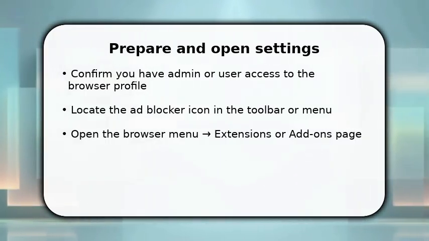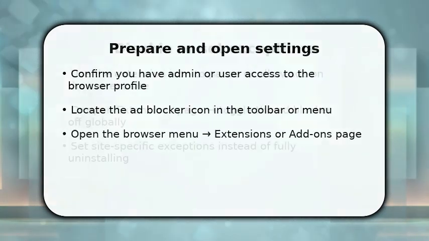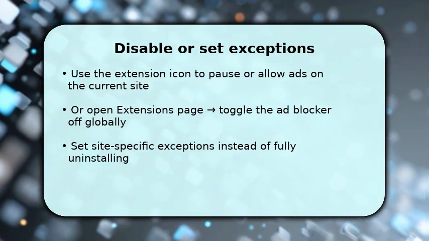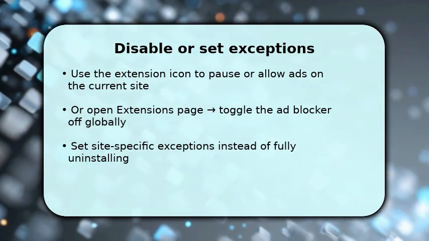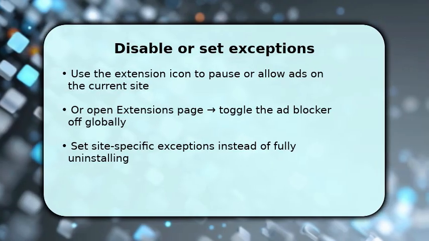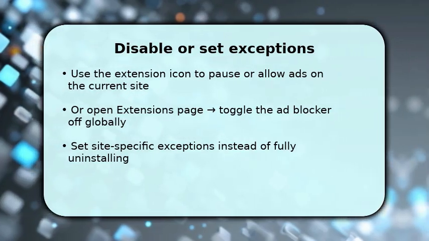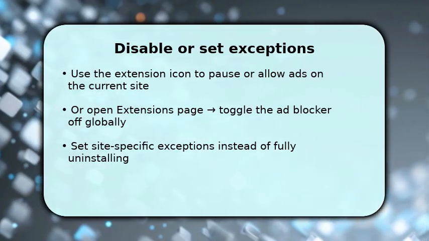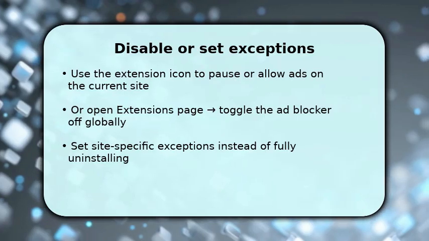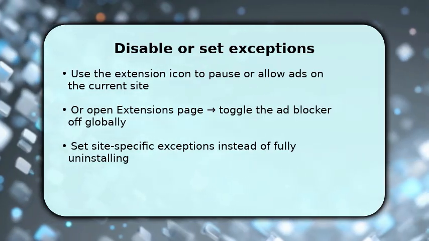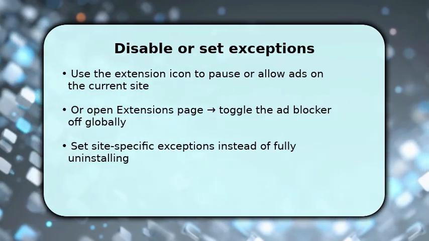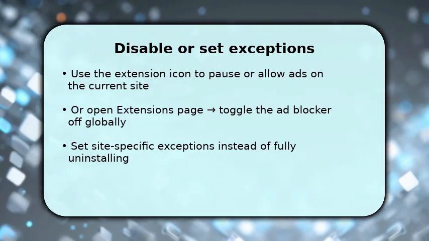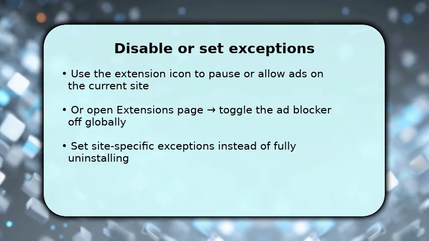Now you'll change the blocker's behavior. Click the extension icon and choose Pause on the site or Allow ads on example.com to create an exception. This is faster and safer than full removal. If you prefer, open Extensions, find the ad blocker, and toggle it off to disable it globally. For browsers like Chrome, Firefox, and Edge, the Extensions page also shows details where you can manage site permissions.